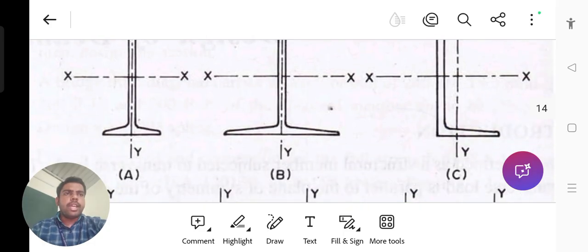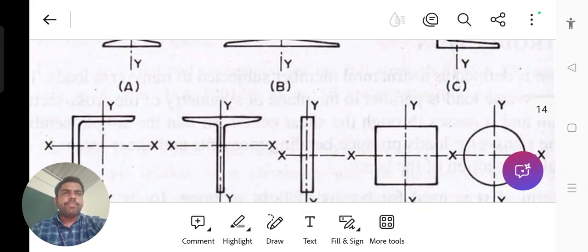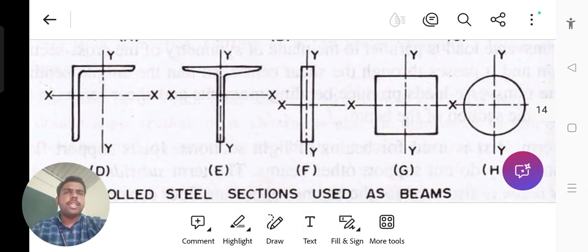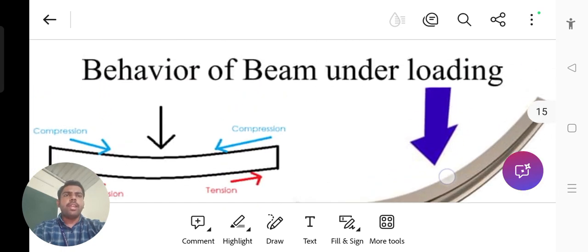The third one is the channel section, C type, indicated by the letter C. So this section is called channel section, and inverted L means angle section, and then T sections, and rectangular and circular sections. What is the behavior of a beam under loading?